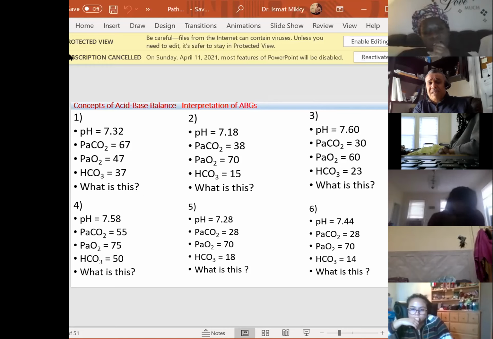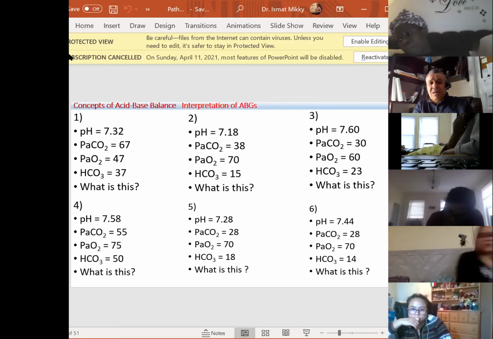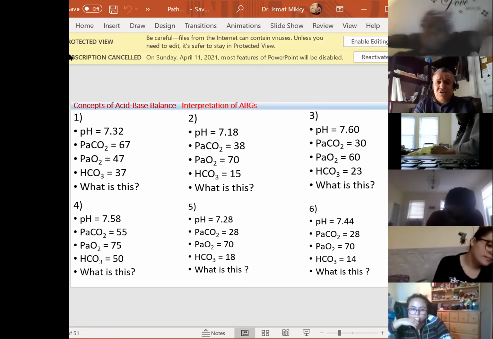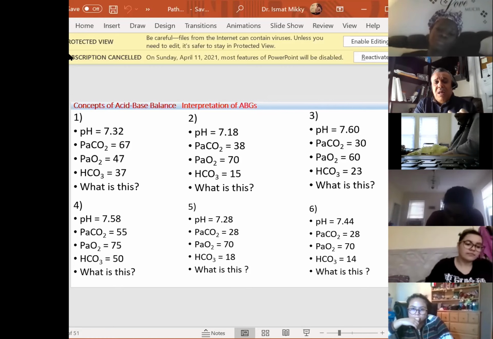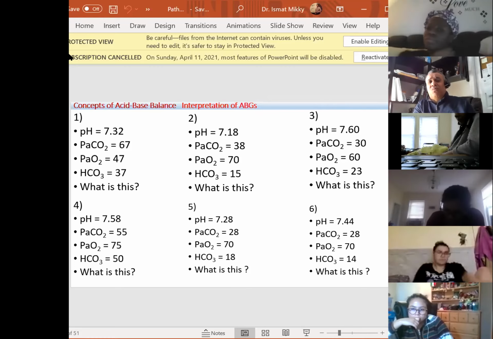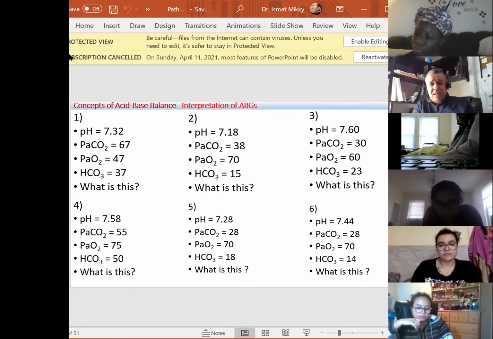In partial compensation, you remember two things. The pH is out of range, and the non-matching component is also out of range. So when you see the pH and the non-matching component out of range, that goes with the partial, or what is called incomplete, compensation.